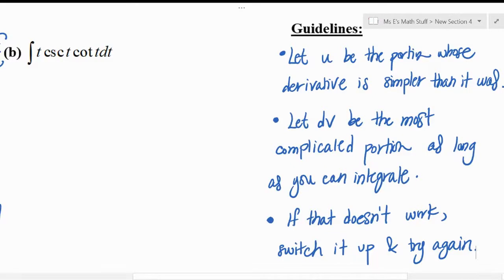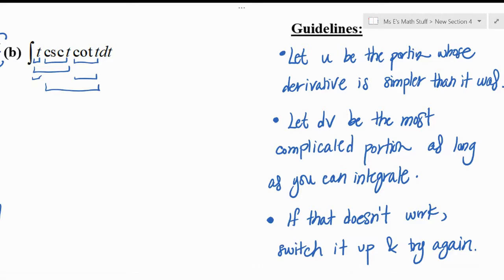All right, my friends, now that we have these guidelines, let's look at the integral of t times cosecant t times cotangent t with respect to t in terms of this guidance over here. So, there's so many things you could let u equal, right? Like you could let u equal just t or just cosecant t or just cotangent t or t times cosecant t or t times cotangent t. Or cosecant t times cotangent t. There's so many different things that you could let u equal.